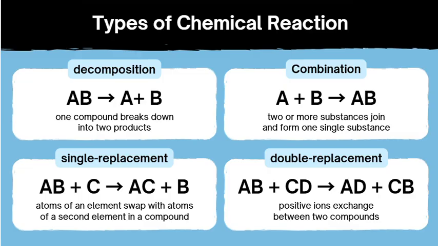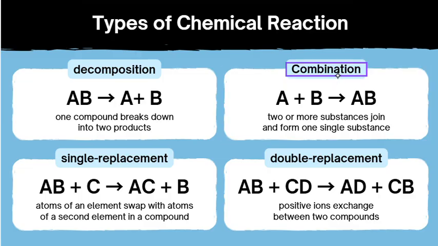This is a quick summary that I put in one slide. We had looked at decomposition. Decomposition can be done in three ways: photolysis, electrolytic decomposition, and the third way is through heat. The reaction can be written as AB decomposing to give A plus B. That is, one compound will break and give us two products.